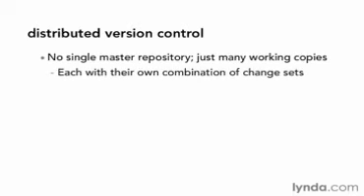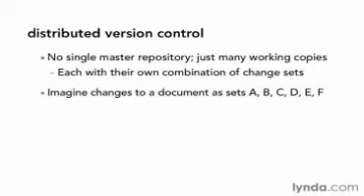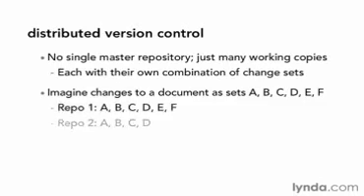Let me give you an illustration to make this clearer. Imagine that we have changes to a single document as sets A, B, C, D, E, and F. We're just going to give them arbitrary letter names so that we can help see it. We could have a first repository that has all 6 of those change sets in it. We can have repository 2 that only has 4 of those changes in it. It's not that it's behind repository 1 or that it needs to be brought up to date. It's just simply that it doesn't have the same change sets.